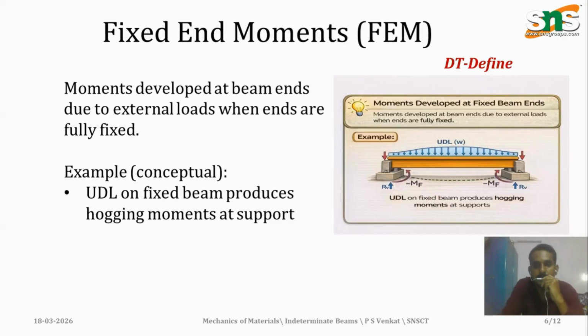So now let's discuss the most important concept, that is the calculation of fixed end moments. Fixed end moments are the moments developed at the ends of the beam when it is fully fixed and subjected to loading conditions. For example, if you consider a beam with uniformly distributed load, what happens there? The beam tries to bend but the support resists rotation. So moments develop at both the ends. These moments are called hogging moments or negative bending moments. The fixed end moments depend upon the following factors, that is the type of loading, span length, and boundary conditions.